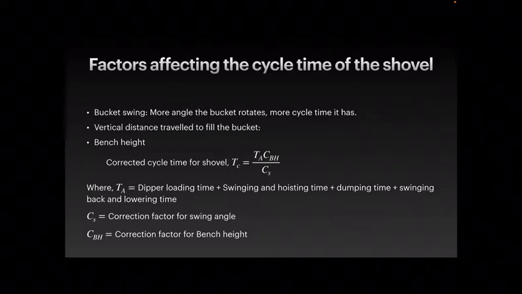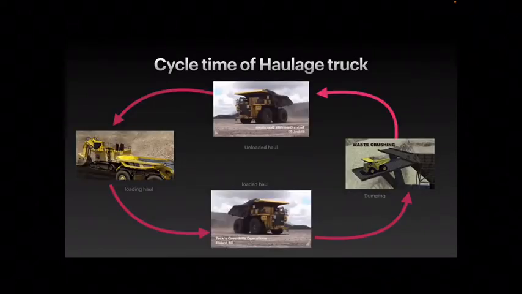Then vertical distance traveled by the bucket means you start at the bottom of the wall and then move up. So the more height you travel, the more time it takes. So you have to apply the bench height correction and then the bucket swing correction. So with all the corrections you do, then the cycle time of the haulage truck. Now we have understood the cycle time of the shovel. Now it's time for the dump truck.